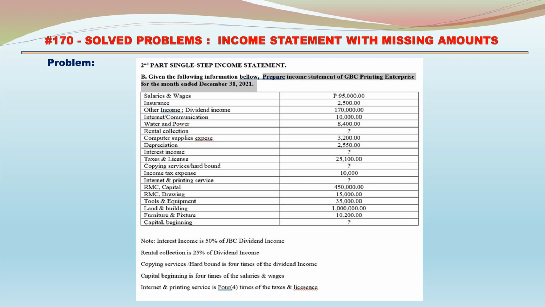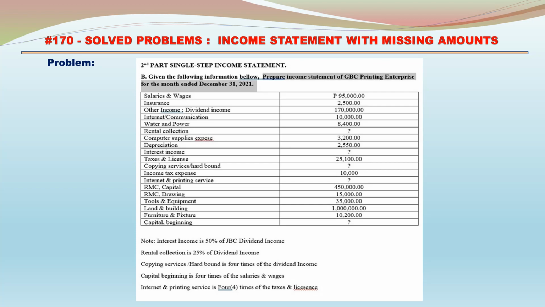Salaries and wages 95,000. Insurance 2,500. Other income, dividend income 170,000. Internet communication 10,000. Water and power 8,400. Rental collection dash. Computer supplies expense 3,200. Depreciation 2,550. Interest income dash.